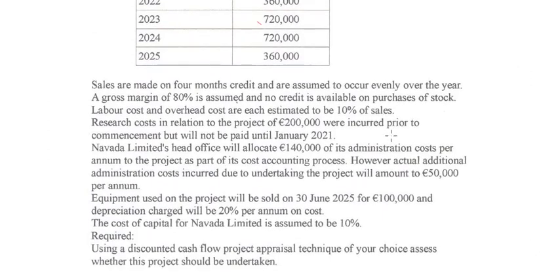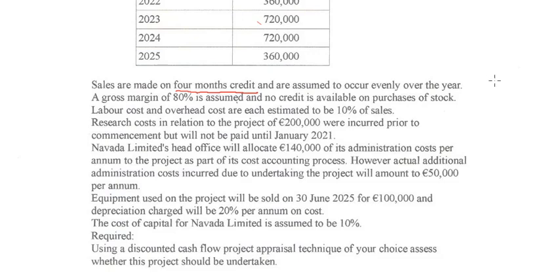Now there's some additional information here. We're going to give credit on these sales, so that'll affect the cash flow, obviously. So if we're making sales, there's going to be a delay in getting the money, and it's a 4-month delay. And we're told that the sales are assumed to occur evenly over the year, but we're giving 4 months credit. So we'll see the implication of that shortly.